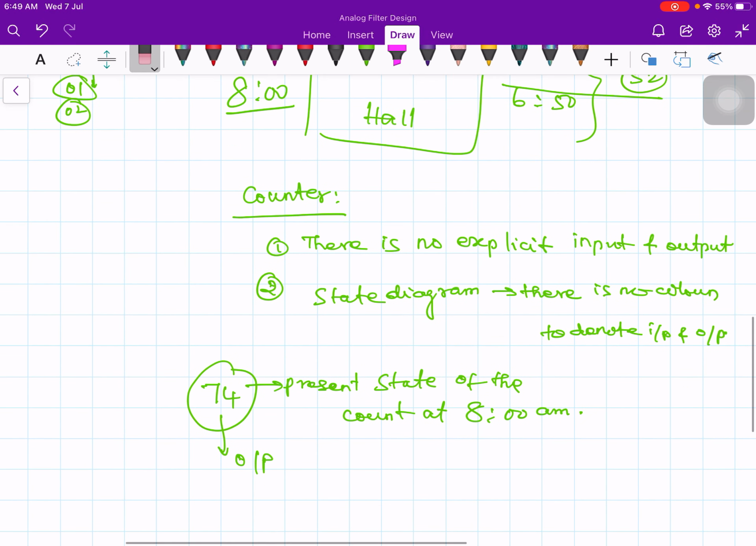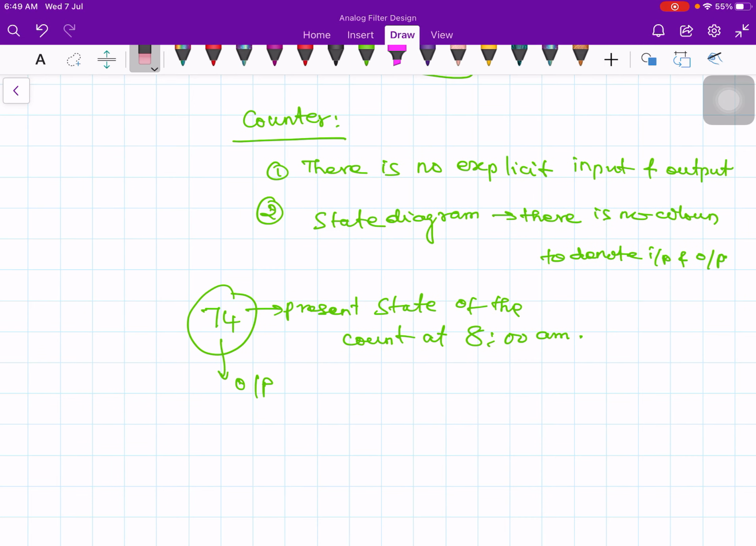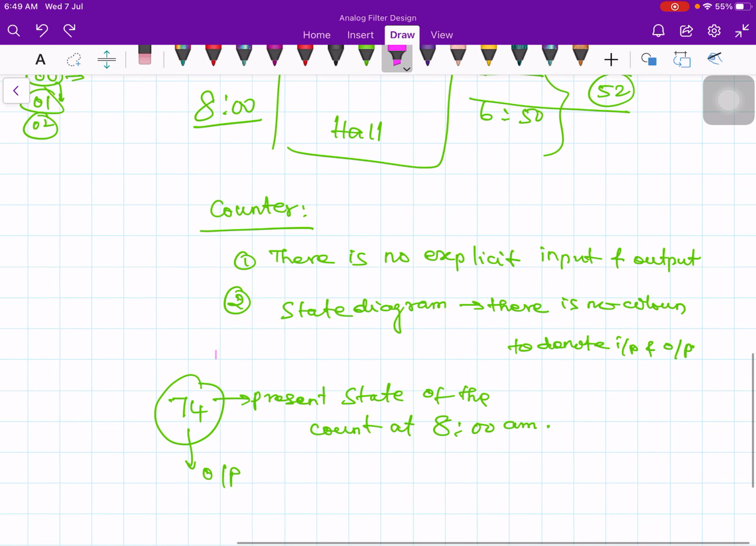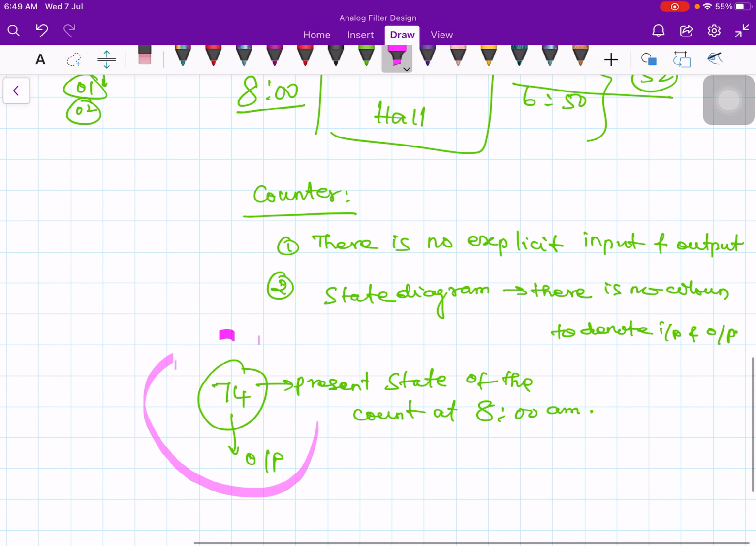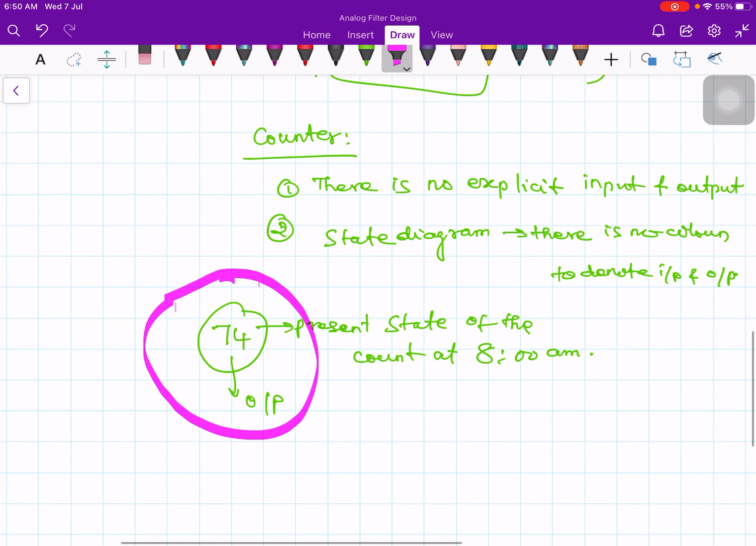Okay, as I said, the only input to the circuit is the clock, and the outputs are specified by the present state of the flip-flops. So the output is nothing but the present state of the flip-flops, and the input is nothing but the clock.